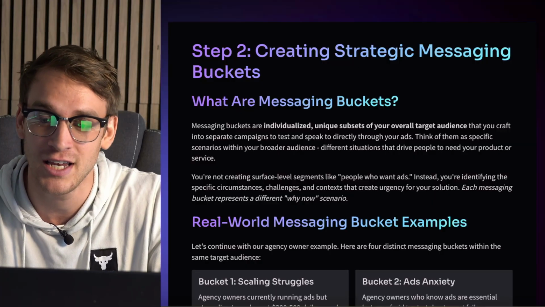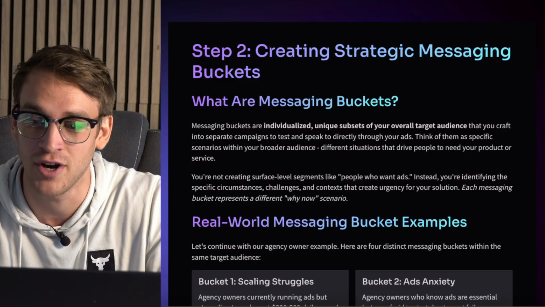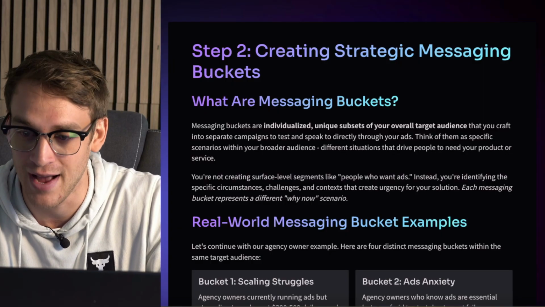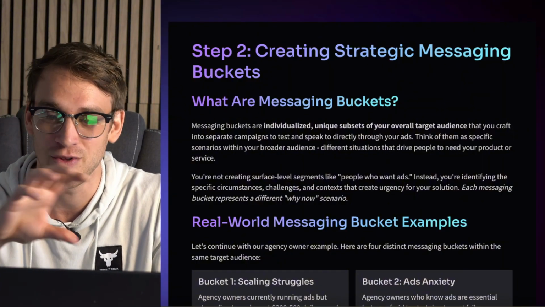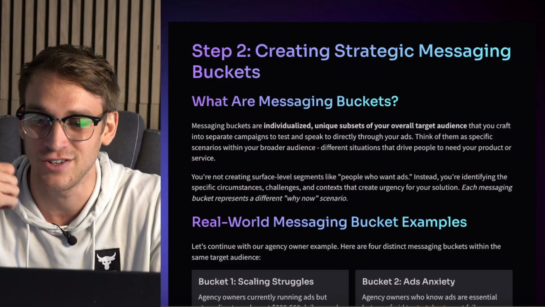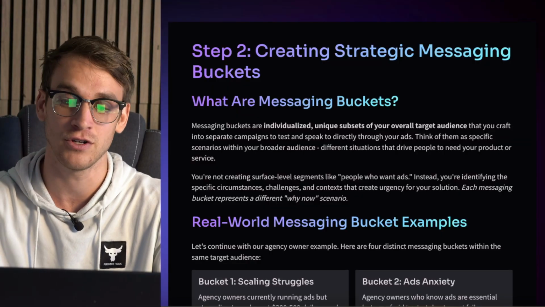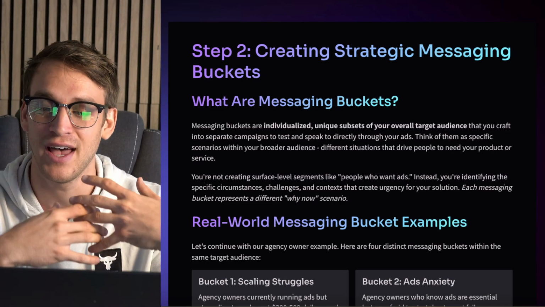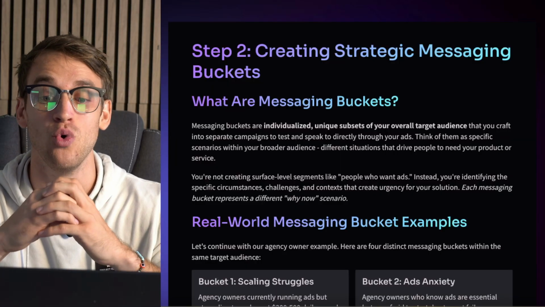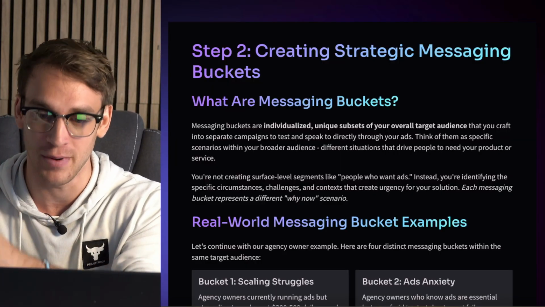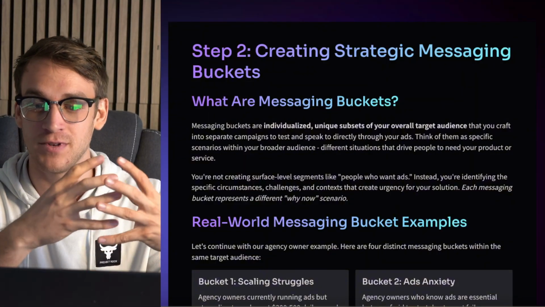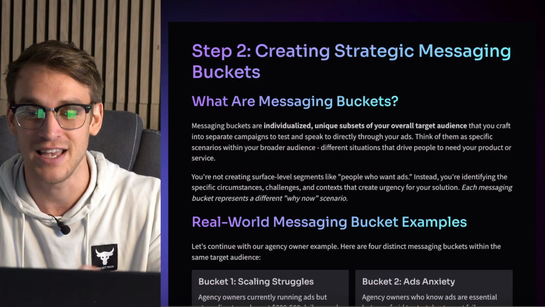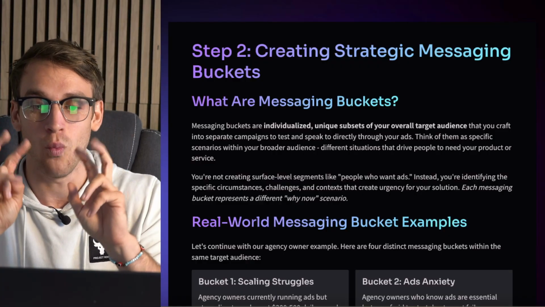So messaging buckets are individualized, unique subsets of your overall target audience that you craft into separate campaigns or ad sets to test and speak to directly through your ads. So you think of them as specific scenarios within your broader audience. Different situations that drive people to need your product or service in the first place. You're not creating surface level segments like people who want ads, okay? Instead, you're identifying specific circumstances that somebody who wants to scale their business through ads is dealing with. What specific circumstances they find themselves in, challenges, and context that create urgency for your solution. Each messaging bucket represents a different why now scenario too.